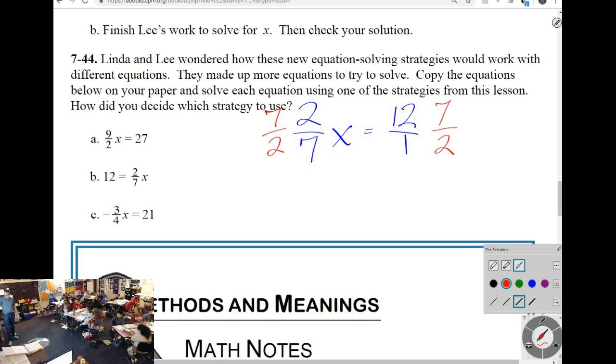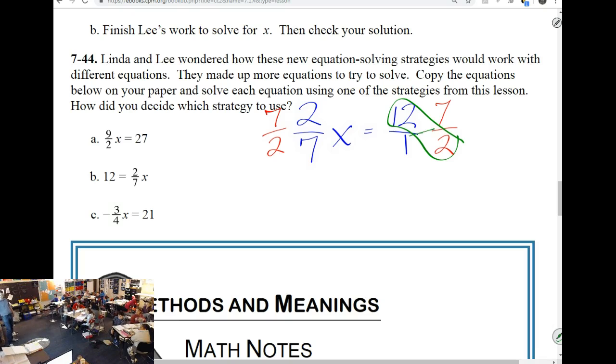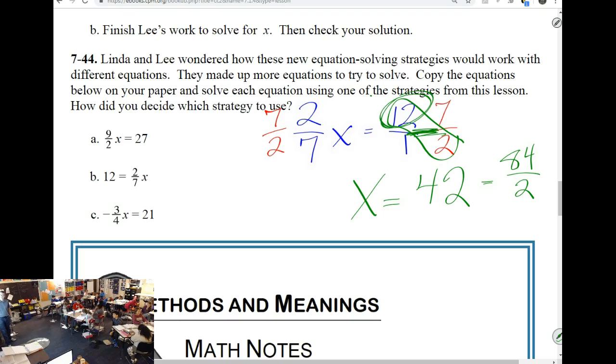Now, here's another shortcut. This 1 doesn't matter, right? Division by 1 doesn't matter. What is 12? Now, be careful. I'm not multiplying. 12 divided by 2, right? Because this is on top and that's on bottom, so that's division. 12 divided by 2 is 6. What's 6 times 7? 42. I can quickly find out my answer of 42. Now, if you did the multiplication, you would have gotten 84 divided by 2, which is the same thing. So you could cross-reduce right here, right? This becomes a 6, and this becomes a 1, and 6 times 7 is 42.